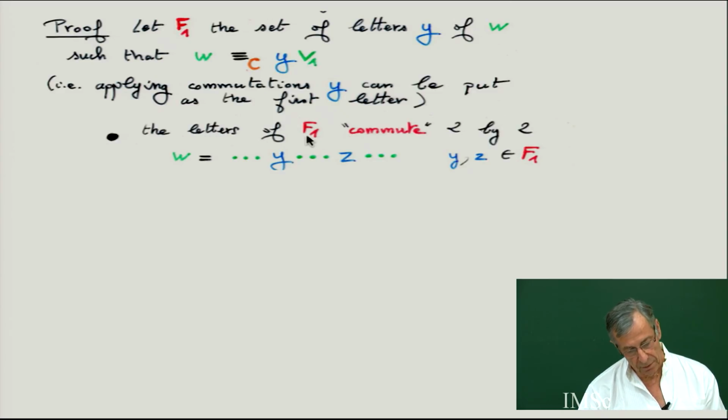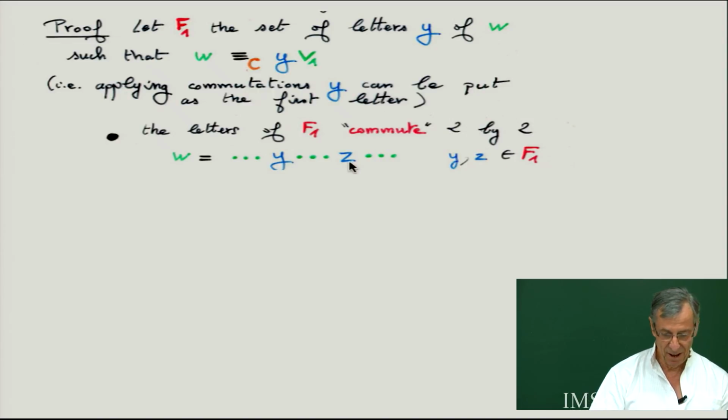So first fact, the letters of F1 commute 2 by 2. Because suppose Y and Z are letters in F1, which means that you can bring Y in the first position, you can bring Z in the first position, so sometimes Z has to commute with Y to be put in first position. So all the letters in F1 commute 2 by 2.